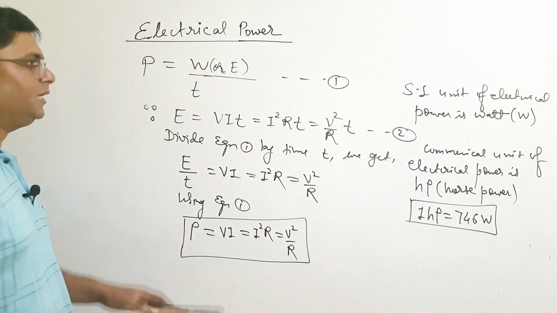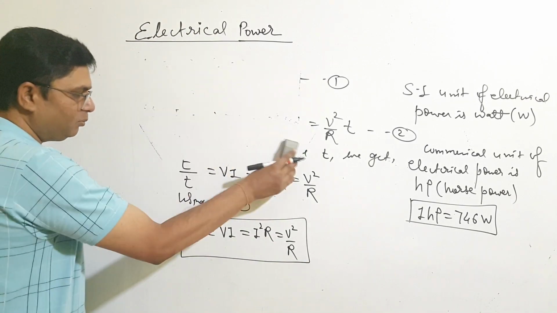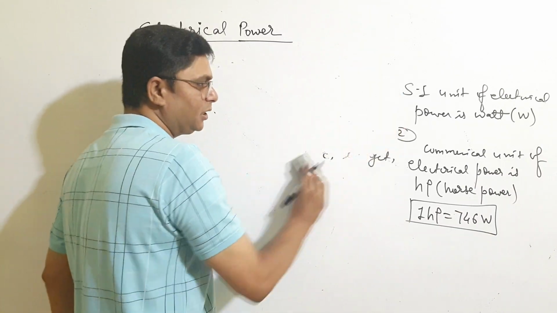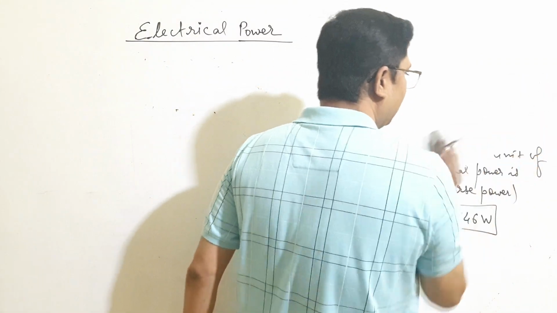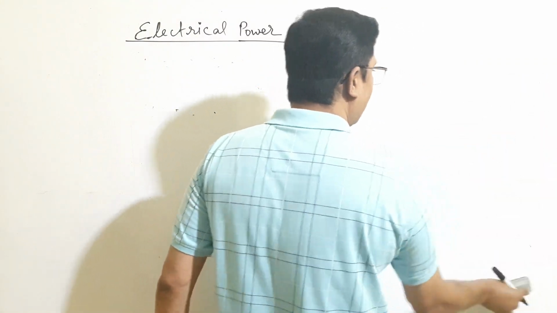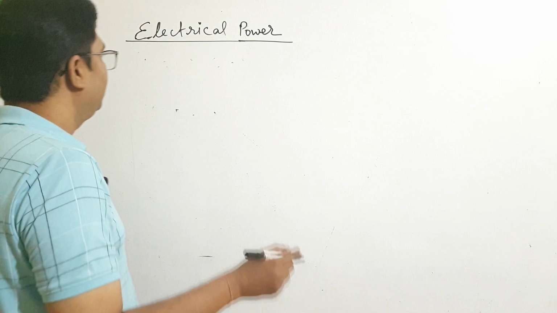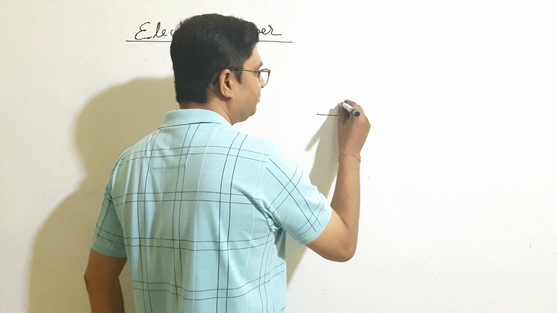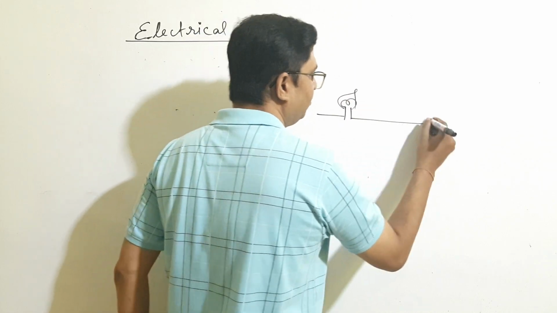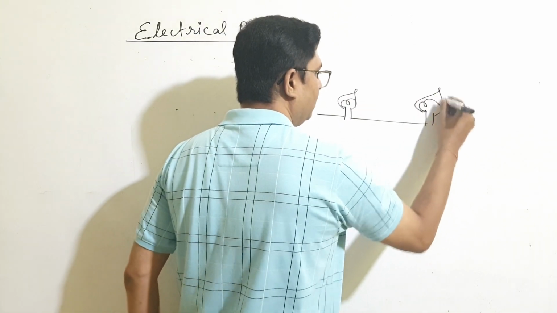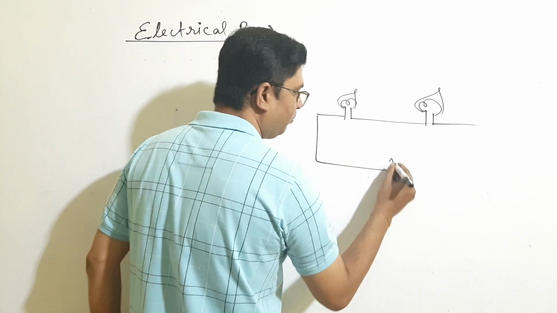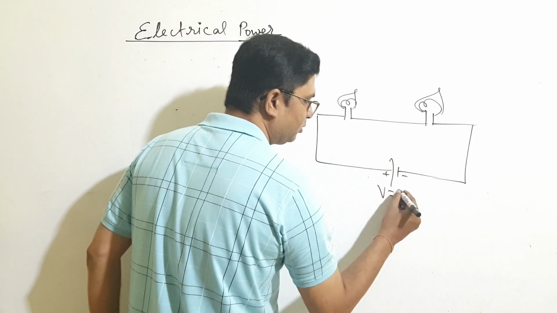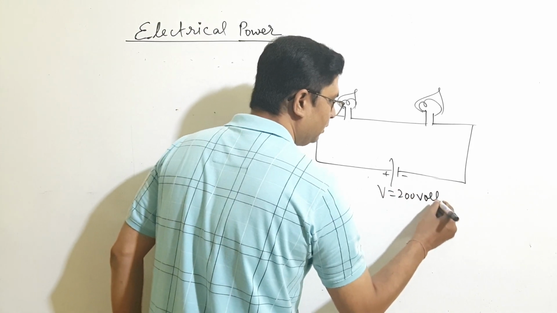Let us see a very nice numerical which many times comes in the board examination as well as competitive examinations such as the NEET exam and JEE exam. The numerical is, I am giving you two bulbs. This is bulb 1. This is bulb 2. Connect these two bulbs with a potential source. Let the potential V equal 200 volt.